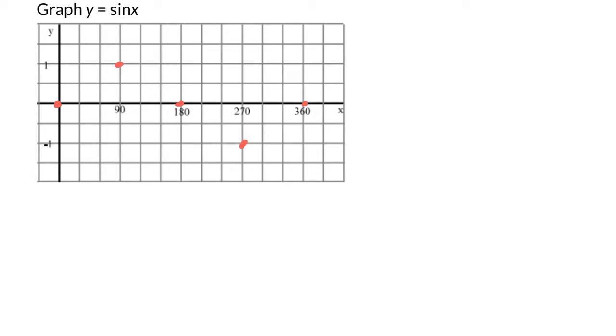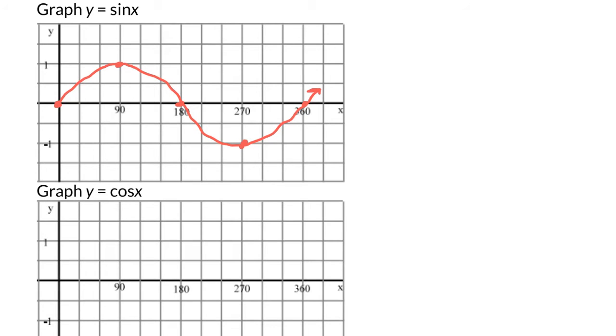So you can see I have a periodic function. It's just going to keep repeating up and down forever. I can do the same thing if I graphed y equals the cosine of x.